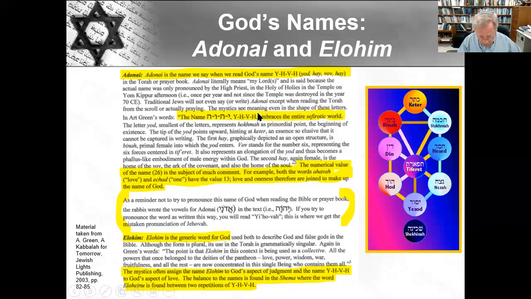Traditional Jews don't even say or write the word Adonai except when reading the Torah or actually praying. The mystics see meaning even in the shape of the letters. Remember what I said about shape of letters? So this is kind of fun to follow.